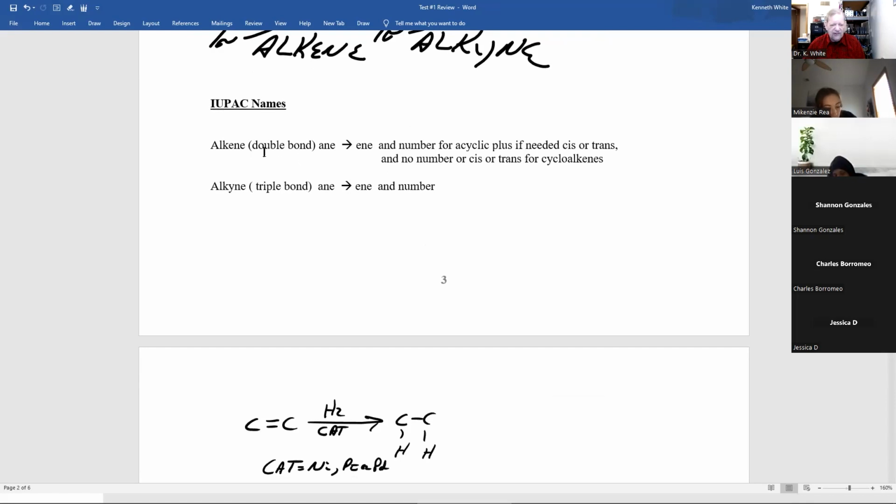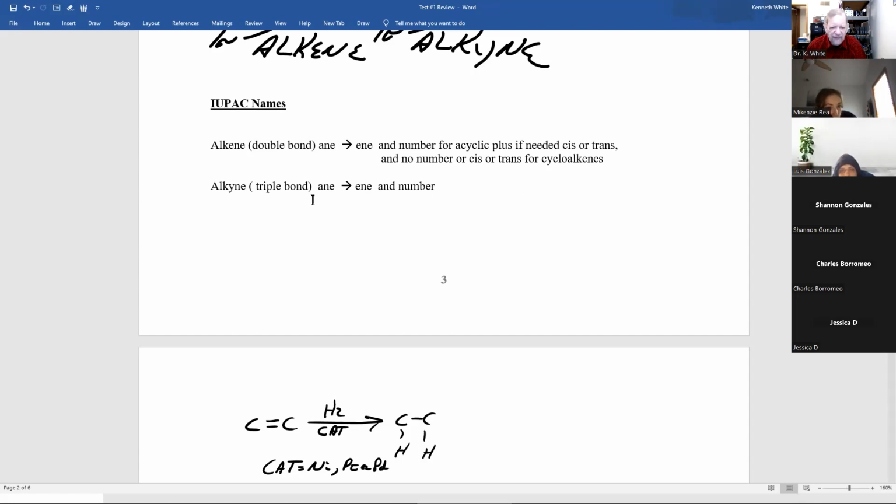Now, nomenclature, double bond, alkene. Find the longest chain or ring that has both carbons of the double bond. Name it as an alkane. Drop the ane ending, use ene. A number is needed for acyclic plus cis or trans. And no number or cis or trans for cycloalkenes. And I'll come back to this in a second.